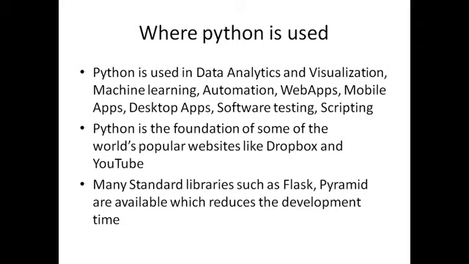Next, we'll see where Python is basically used. Python is used everywhere: it is widely used in artificial intelligence, data analytics and visualization, and DevOps. It is also used in automation, many web apps, mobile apps, machine learning, software testing, and scripting. These are some of the fields where Python is used. Python is the foundation of some of the world's popular websites like Dropbox and even YouTube, via which you are seeing my video right now. Many standard libraries such as Flask and Pyramid are available.